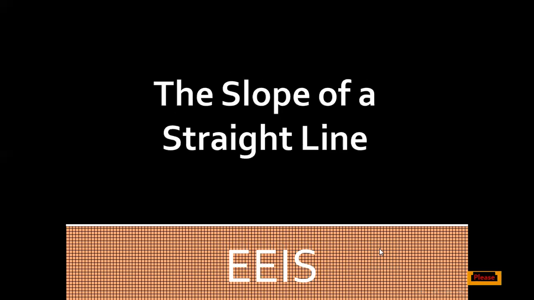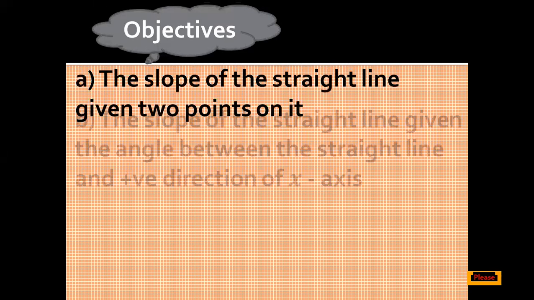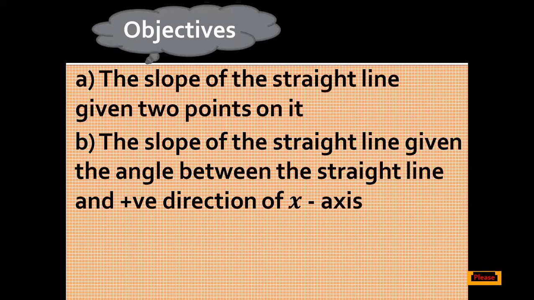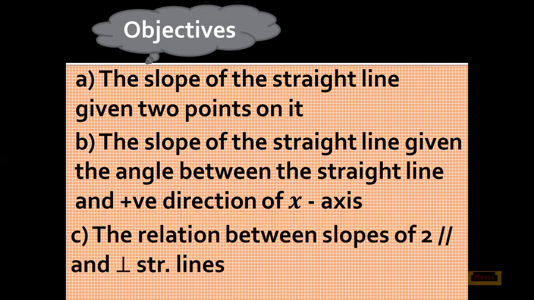Assalamu alaikum wa rahmatullah. Today, inshallah, our lesson is the slope of the straight line. At first, we will learn the meaning of the slope of a straight line given 2 points on it. Then we will learn the slope of a straight line given the angle between the straight line and the positive direction of the x-axis. Finally, we will know the relation between the slopes of two parallel and perpendicular straight lines.